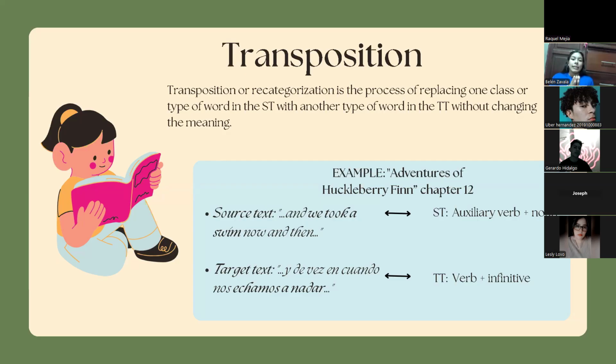Why is this transposition? Because in the original English text, we have auxiliary verb plus noun, to take a swim, where swim is a noun. And in the target text, we have verb plus infinitive, echamos a nadar, where nadar is a verb. So here we can clearly see a grammatical shift.